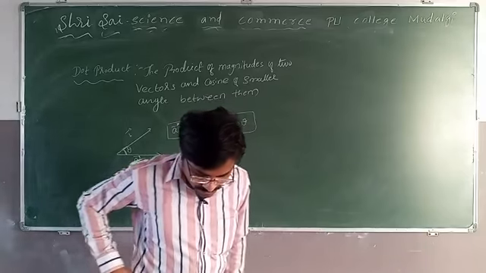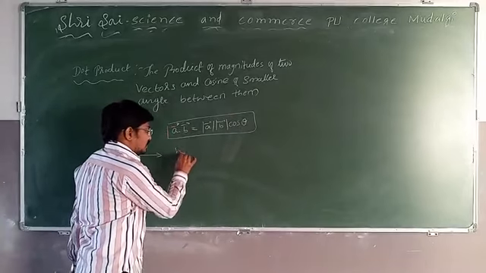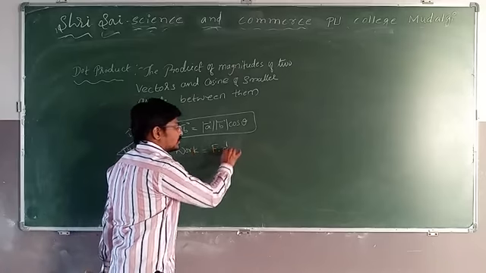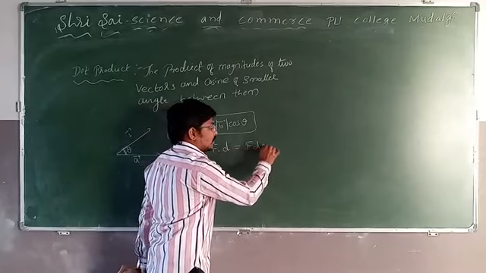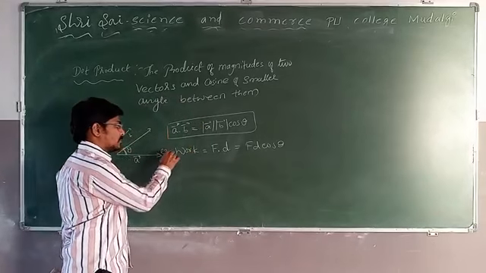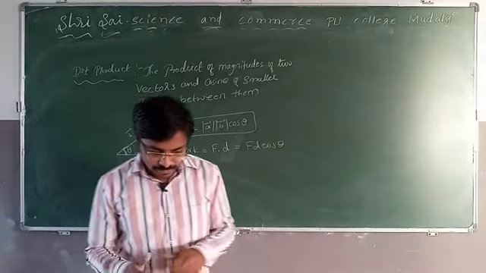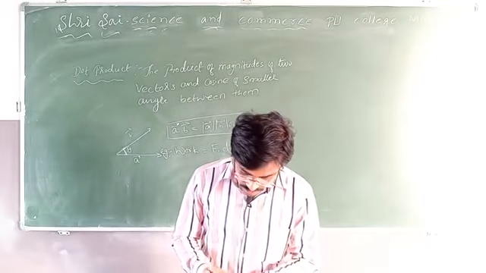An example for this one: work is the dot product of force and displacement. Therefore, work is F D cos theta. This is an example for the dot product. Next, one more method is the cross product.